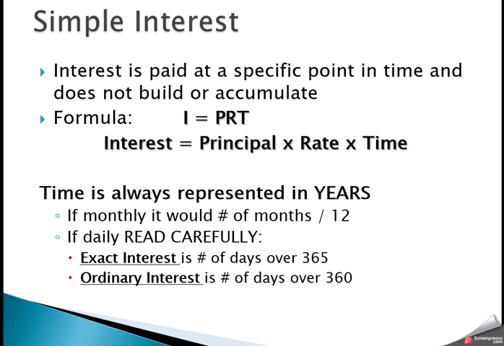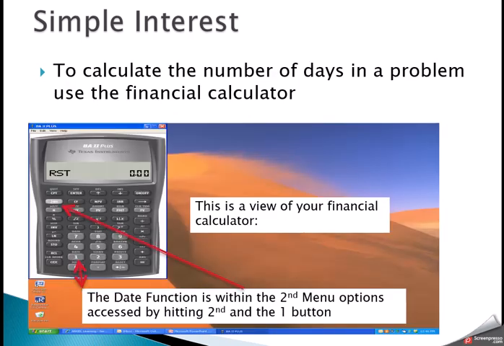A lot of times it's daily. Students want to use 365 because there are 365 days in a year. But the only time we use 365 is if you actually see the words exact interest. If you do not see those words, we always assume ordinary interest. Ordinary interest is far more common. Sometimes it's called banker's interest, and it's over 360. So however many days it is, we put it over 360, and then we compute the interest.